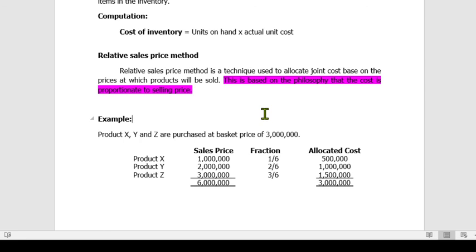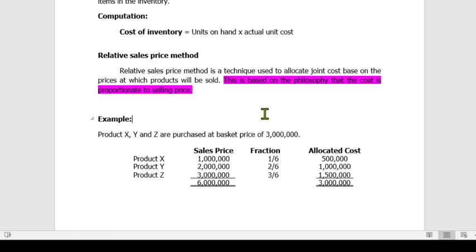Kung magkano mo siya bibilin kapag yan ay per item, yung product X will be bought at 1 million, Y at 2 million, Z at 3 million. Kuhanin mo lang yung proportional allocations nila. That is 1 over 6. Dahil 1 million plus 2 million plus 3 million is 6 million. Dahil basket price yan, normally yan ay may discount kapag binili mo ng magkakasama. So, dahil 3 million yan, hindi mo ngayon ma-identify kung magkano ang i-allocate mo kay X, Y, and Z.